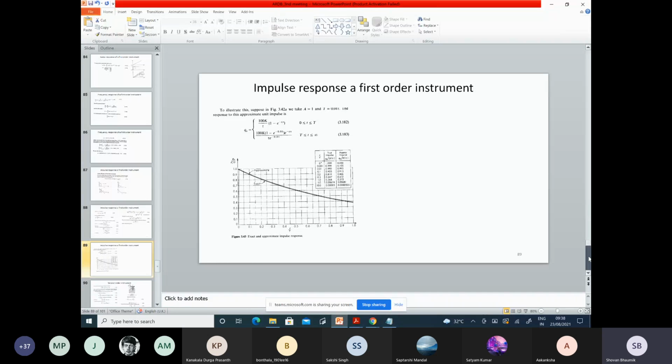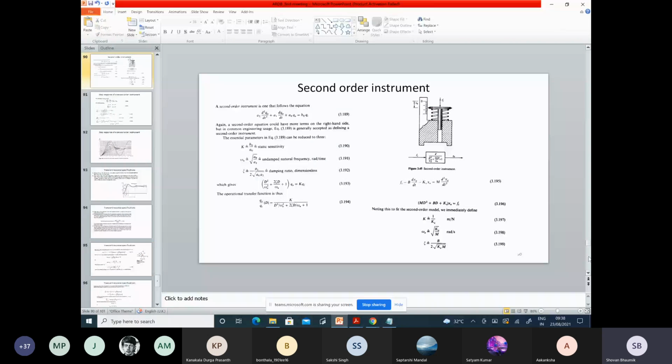Okay. So, the second order instrument. The first order instrument, I said, is good. It has some dynamic response. If we get a zero order system, it is the best, but not all systems can be designed as zero order. Nor can all systems be designed as first order. So by designing, you may get a second order instrument. What is the second order instrument?